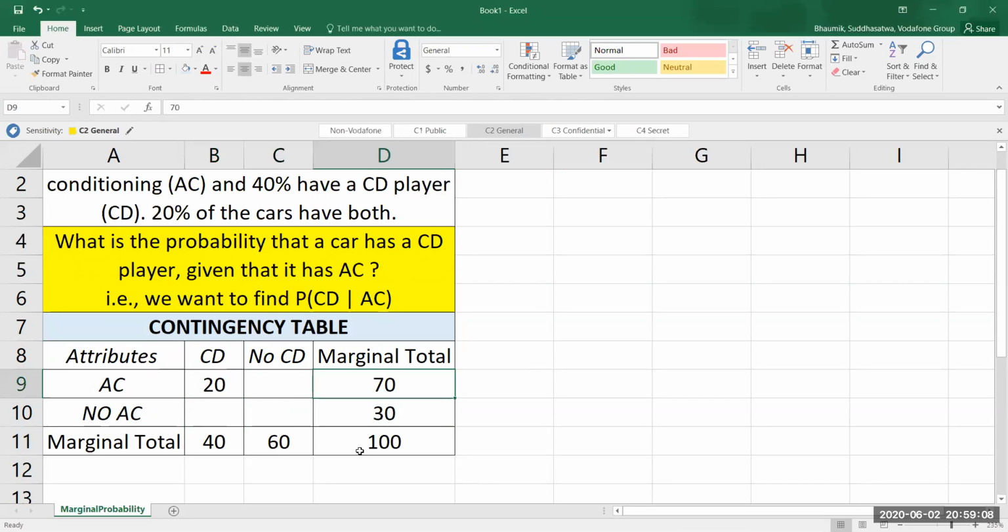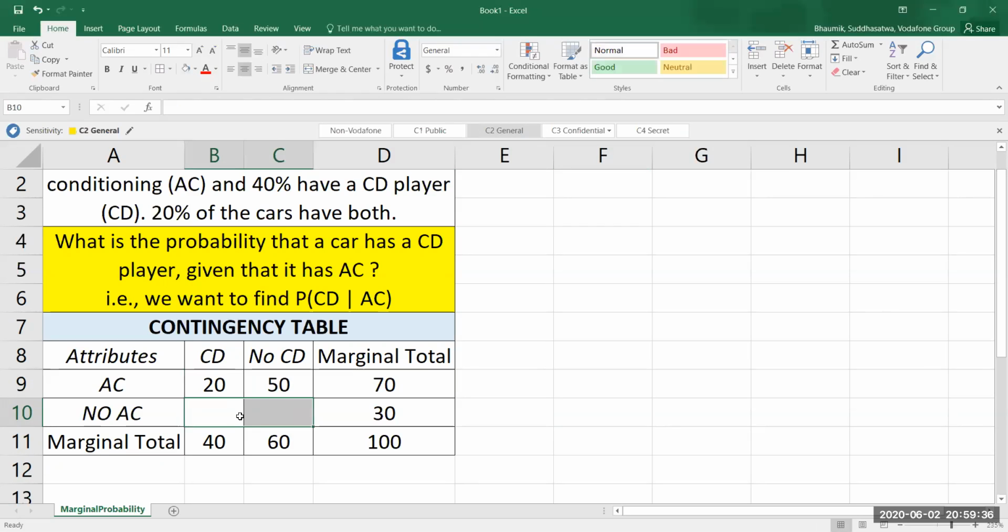So step 1, I take this value. Step 2, I complete the marginal total. Step 3, I try to complete the rest of the cells. Okay. What can be this cell? This cell will be equal to 50. Why will this cell be equal to 50? Because 20 plus 50 has to be equal to 70. So I have to match the equation, right? So it is like 20 plus x is equal to 70, then x becomes 50, right?